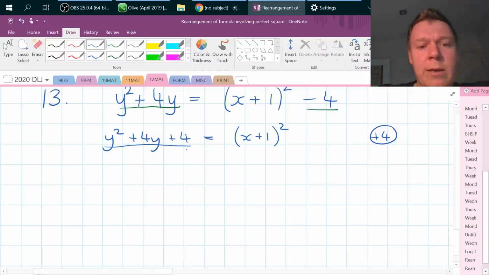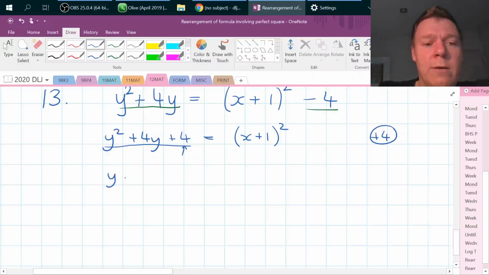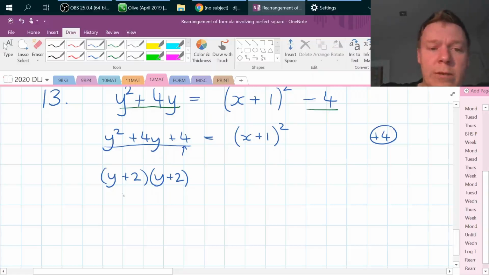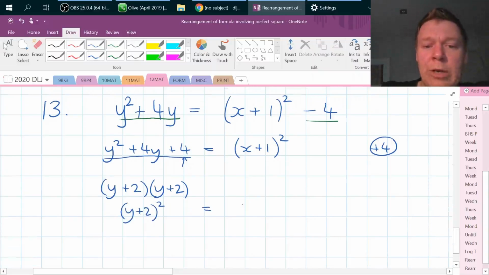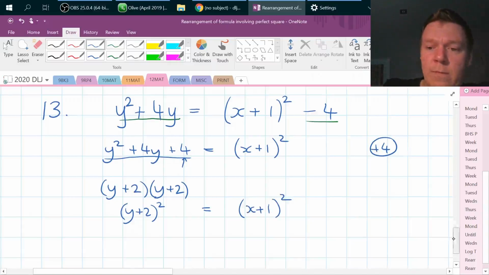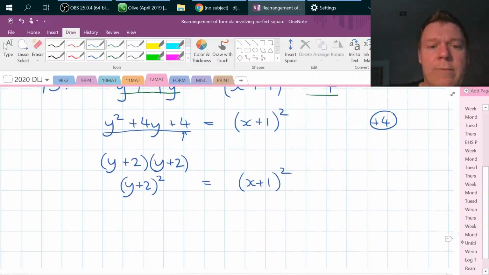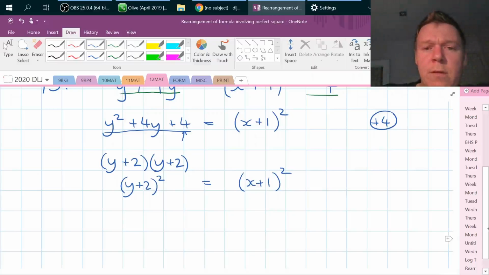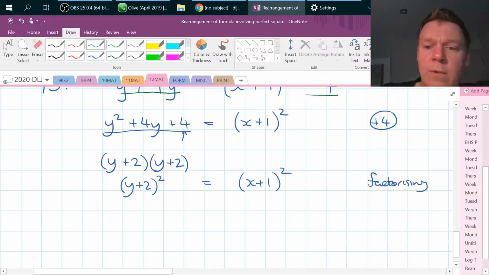So that's just going to be, well, 2 times 2 is 4, 2 plus 2 is 4, so this is going to be y plus 2 times y plus 2, which is essentially y plus 2 squared. Sorry, I'm just rushing a step. You generally write the other side of the equation, but no time for that. Okay, so that step there was factorizing our y terms.